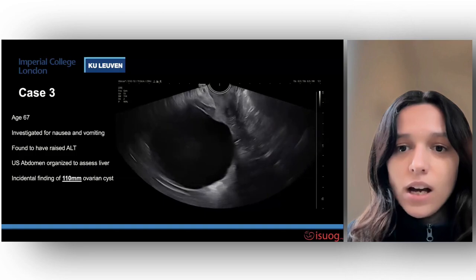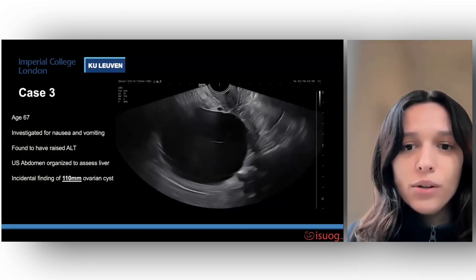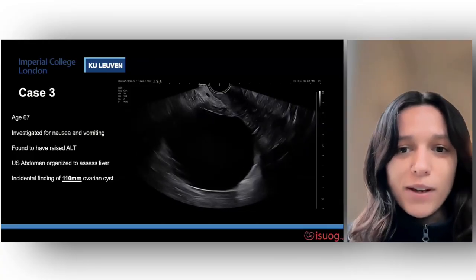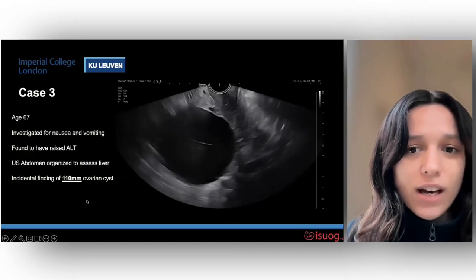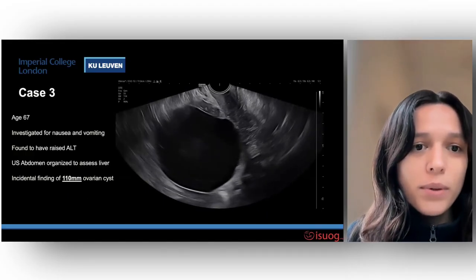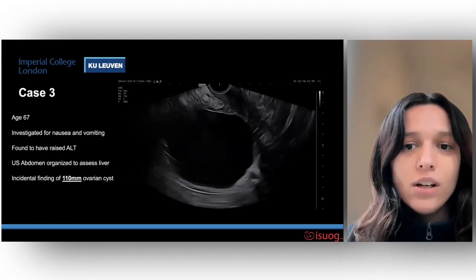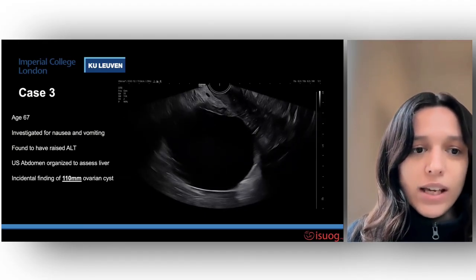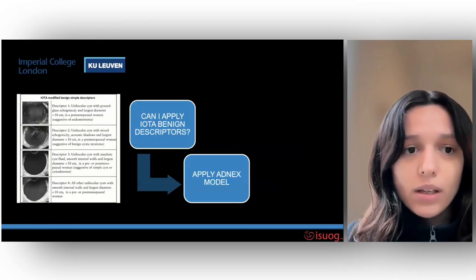The final case that I'm going to talk about just outlines a common pitfall that you may fall into with using the two-step strategy, and how to make sure you don't do that yourself. It is a 67-year-old woman who was investigated for nausea and vomiting, and there was an incidental finding of an ovarian mass. She was found to have a raised ALT, but otherwise no other gynecological pathology.